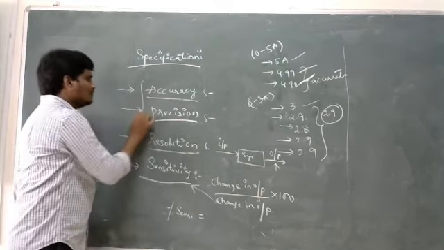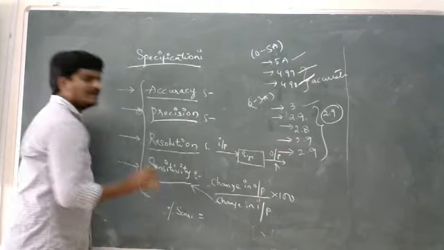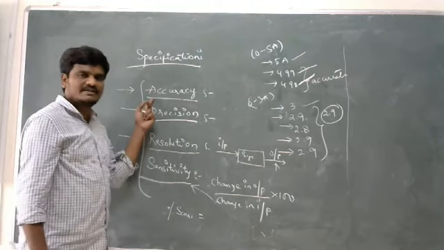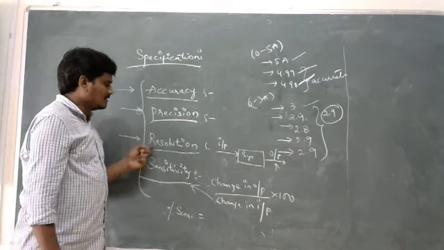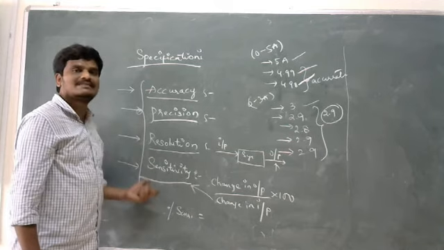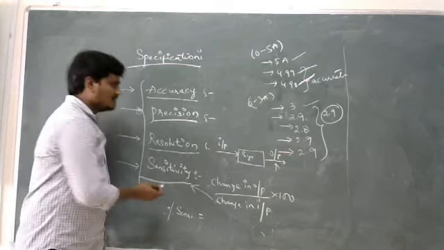So, these are the four main specifications of an instrument. The first one is accuracy, second one is precision, third one is resolution, and the fourth one is sensitivity.